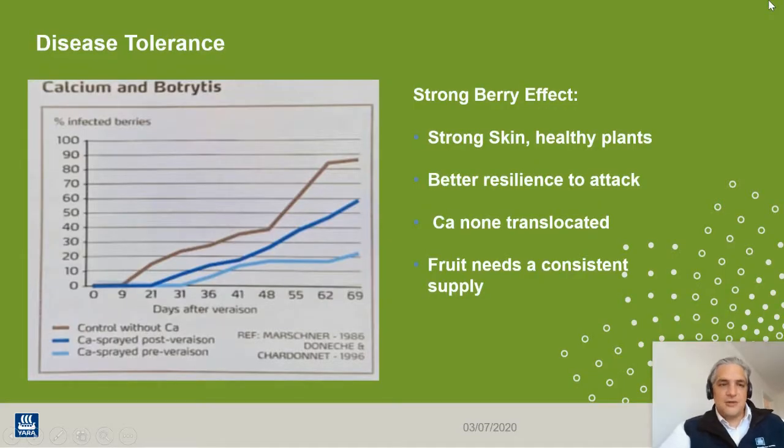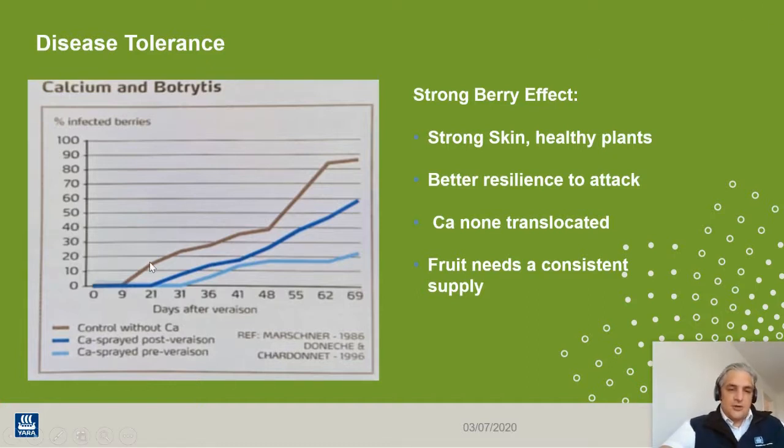Looking at disease tolerance, and I say tolerance because calcium can't cure botrytis, what we're thinking about here is strengthening the crop and the berries so that the botrytis can't latch onto that crop and then infect it. If we look at the graph on the left, you can see three lines. This is a year-by-year incidence of controlled sprays to see if there could be an impact from calcium on botrytis.